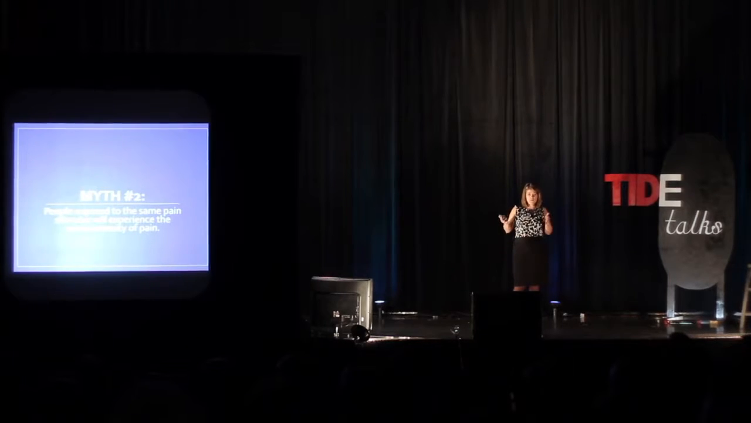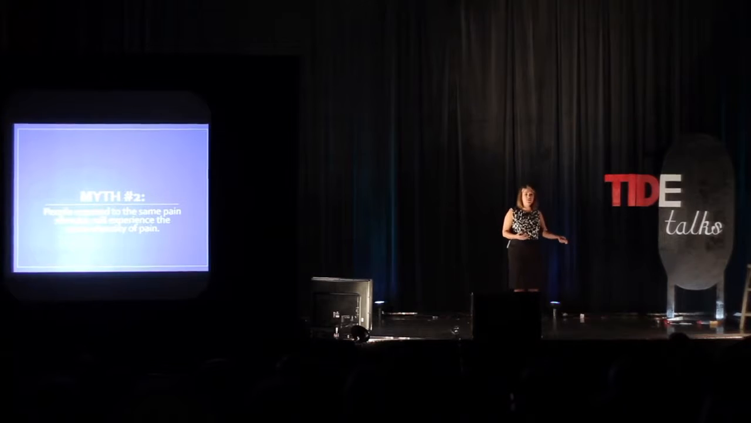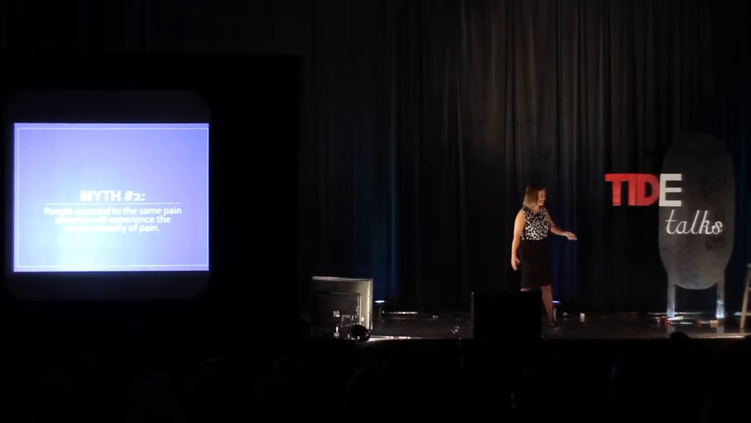The second myth, people exposed to the same pain stimulus will experience the same intensity of pain. That kind of makes sense, right? So here's the scenario. You grab a cookie sheet out of your oven without an oven mitt. That was foolish. All right, so the nerve endings in your skin that were exposed to the pain stimulus are going to transmit the message via all these little nerve fibers to your spinal cord and up into your brain. Your brain says, ow, I just grabbed a cookie sheet without an oven mitt.